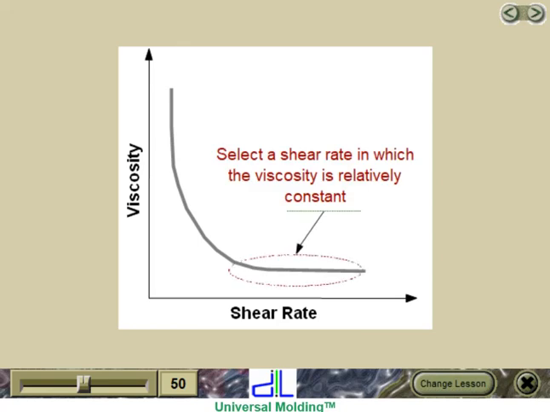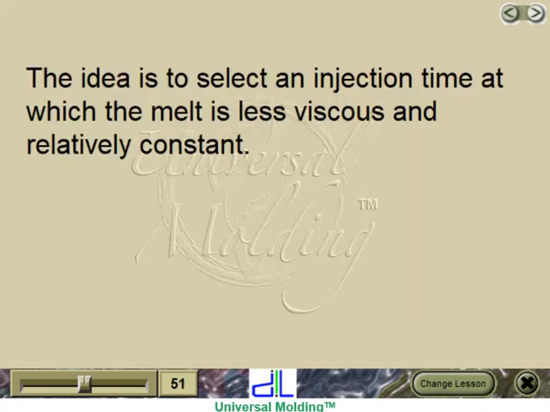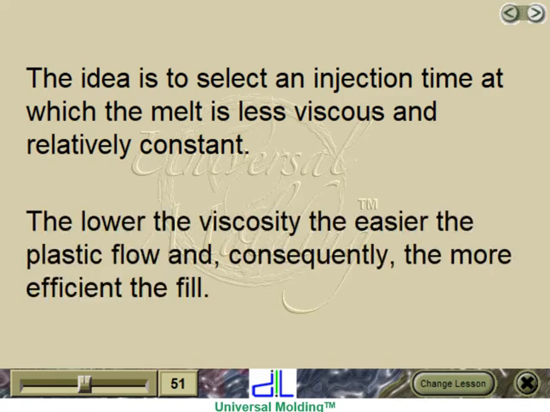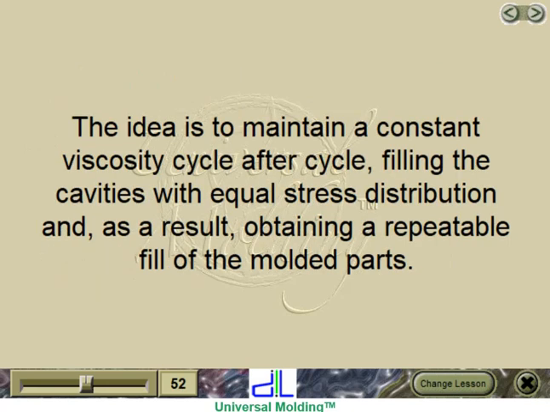Remember to select a shear rate in which the viscosity is relatively constant. The idea is to select an injection time at which the melt is less viscous and relatively constant. The lower the viscosity, the easier the plastic flow, and consequently, the more efficient the fill. The idea is to maintain a constant viscosity cycle after cycle, filling the cavities with equal stress distribution and, as a result, obtaining a repeatable fill of the molded parts.